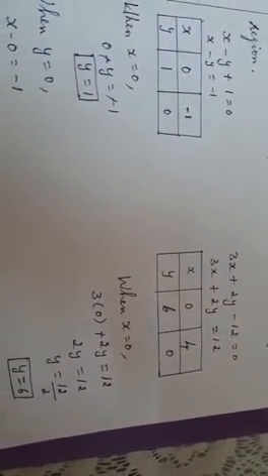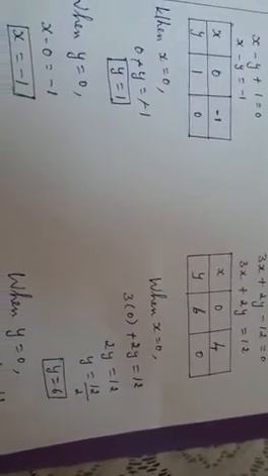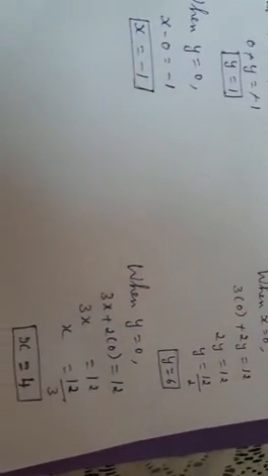The next equation 3x plus 2y minus 12 is equal to 0. 3x plus 2y is equal to 12. Here again we assume x is equal to 0, y is equal to 0. When x is equal to 0, y is equal to 6. When y is equal to 0, x is equal to 4.